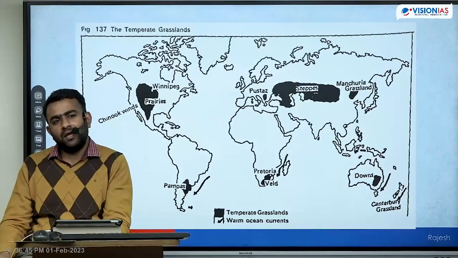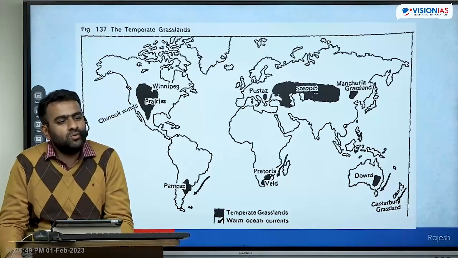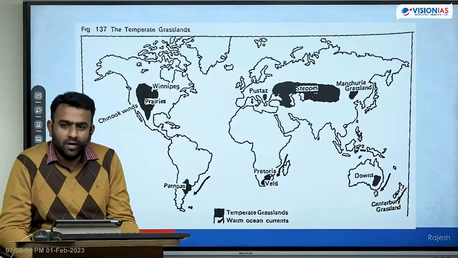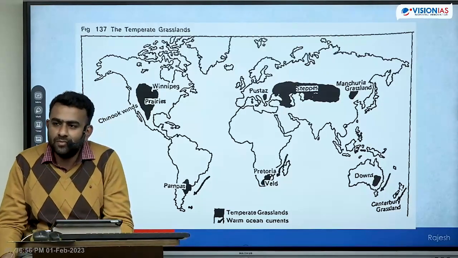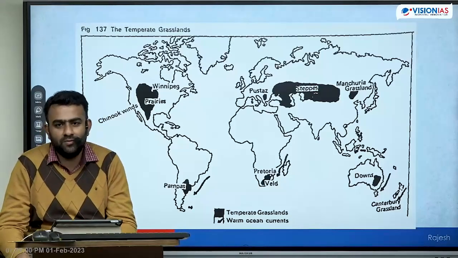Because it gets renewed every season. During the winter, it gets covered with snow completely. The temperature drops in this region and it gets covered with snow. During the summer, it grows back. In tropical grassland, there is no snow coverage.